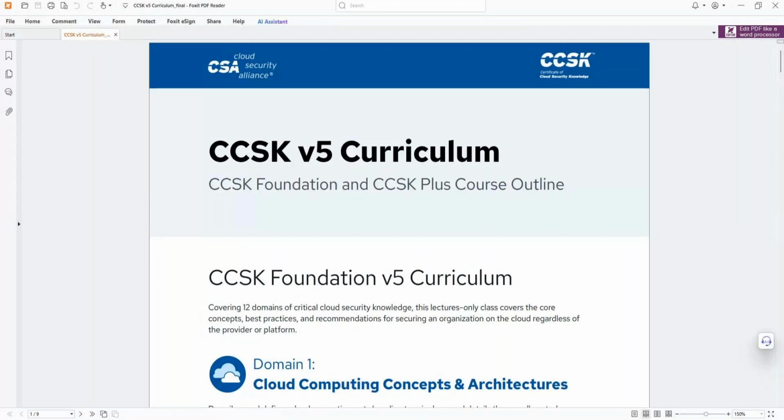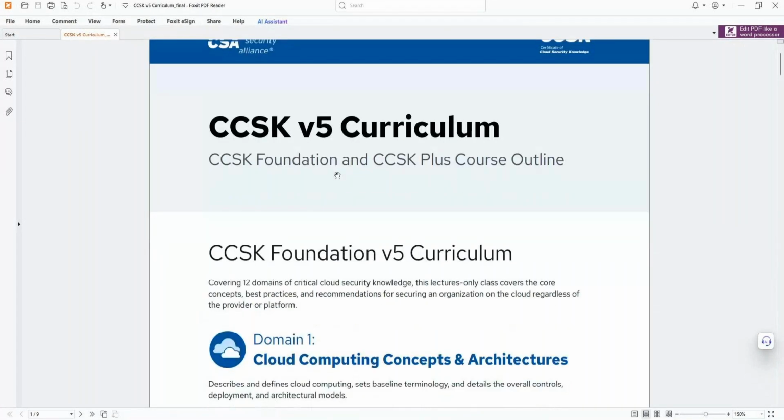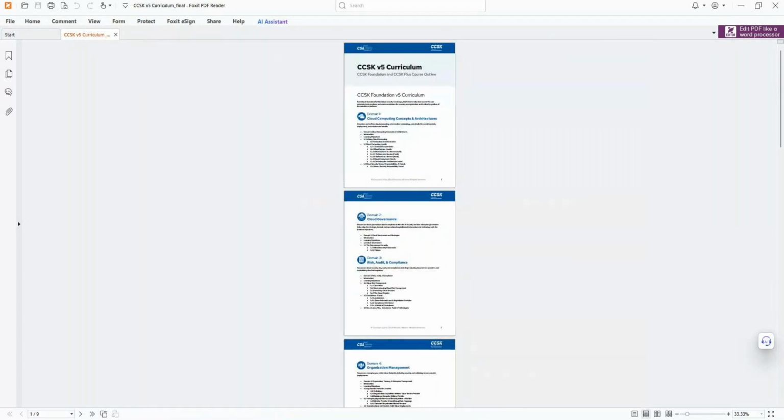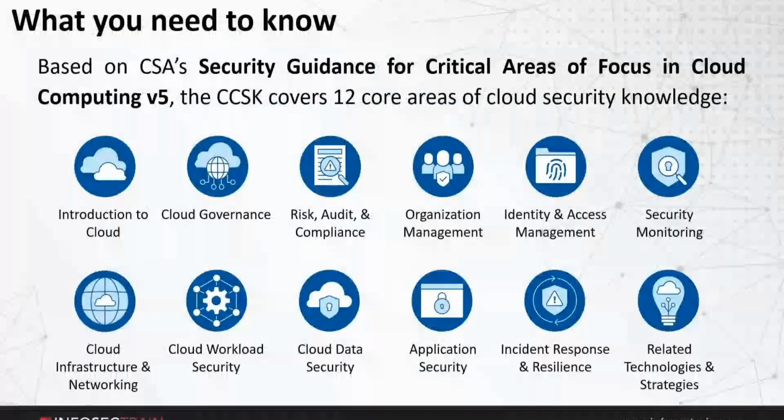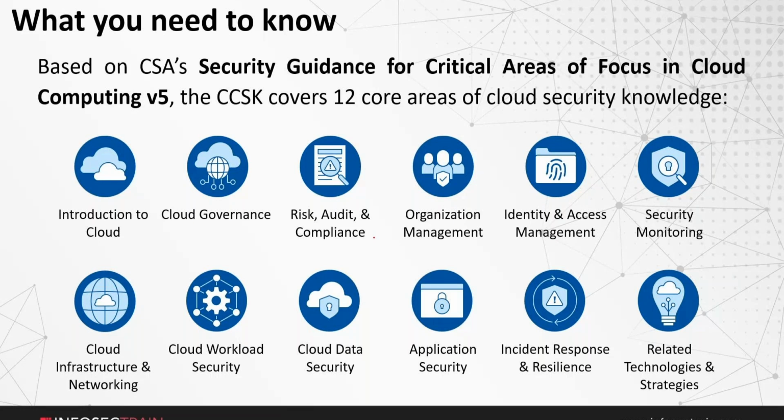When you go for the CCSK version 5, these are the domains you are going to learn. These are the 12 core areas, starting from cloud introduction till the technologies and strategies. You are going to learn a total of 12 domains. Previously there was a lot more stuff, which I feel at that time was over the head, but now they are very clear and very precise. Now this has only 12 domains, which are very crisp and clear, updated to the latest market requirements.